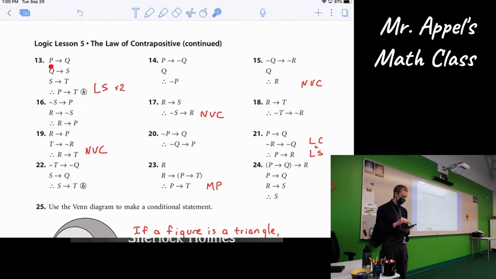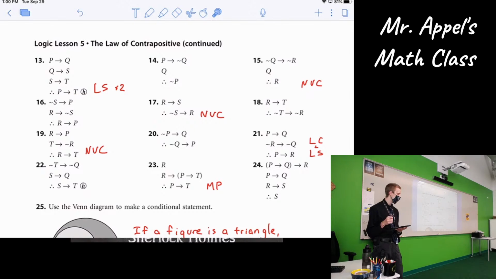Number 13, if P then Q, if Q then S, and if S then T. Therefore, if P then T. That is law of syllogism done twice. We've combined these first two. You could make an if P then S. Then you could combine P to S, S to T, combine again to make P to T. Double law of syllogism. 15, if not Q, then not R, Q. Again, you've only negated the hypothesis. That does nothing. No valid conclusion.